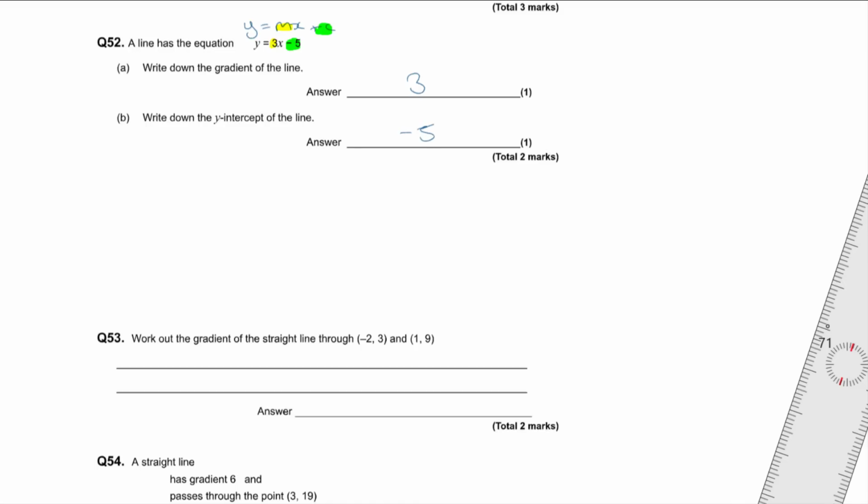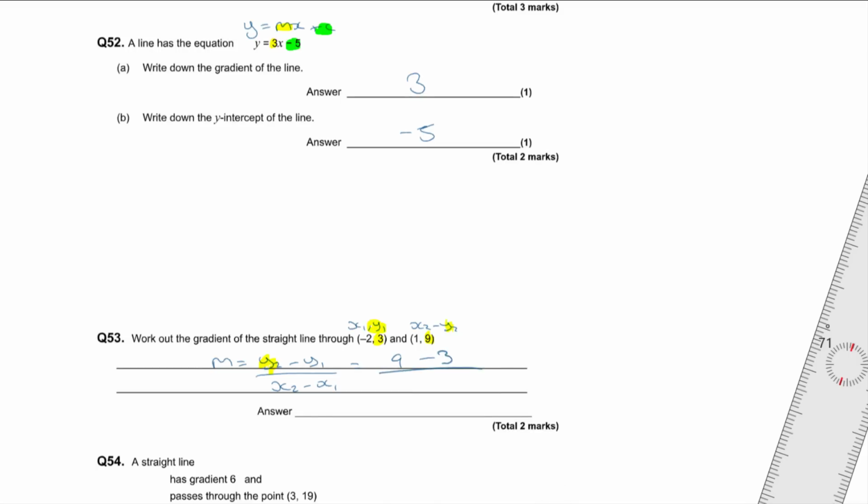Question 53. Work out the gradient of the straight line through -2, 3 and 1, 9. Okay? Now there's a formula for doing this. You can say that m is equal to y2 minus y1 over x2 minus x1. If you're good at remembering formulas, that's the best way to do it. So this one here is x1, y1, and this one is x2, y2. So subbing those values in, y2, look, is the 9. So 9 minus y1, that's 3. So 9 minus 3 goes on the top.